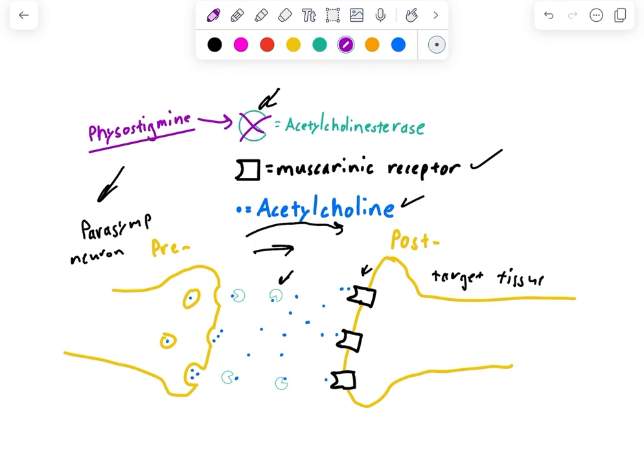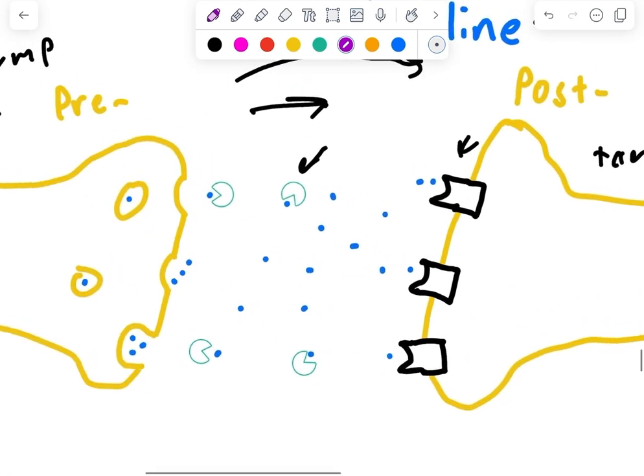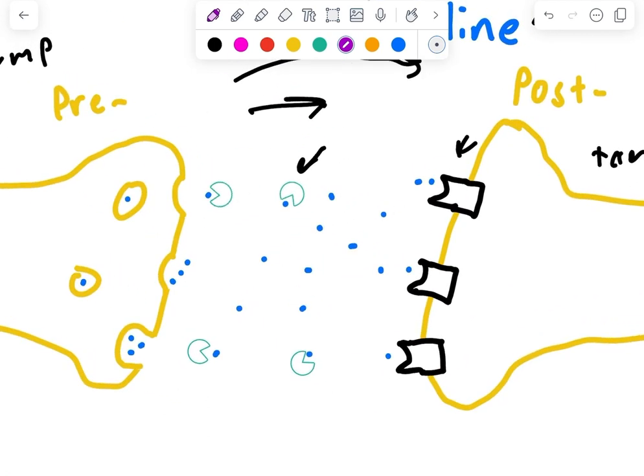And if you move down to our synapse here, if you are inhibiting these little Pac-Men with physostigmine, what does that mean? It means that there is more acetylcholine that is making it to the target tissues. Does that make sense? So the treatment is you want to inhibit the inhibitor. You get rid of the acetylcholinesterase, the little Pac-Man-looking things. You're getting more acetylcholine making it from the presynaptic neuron to the postsynaptic neuron and into those target tissues.